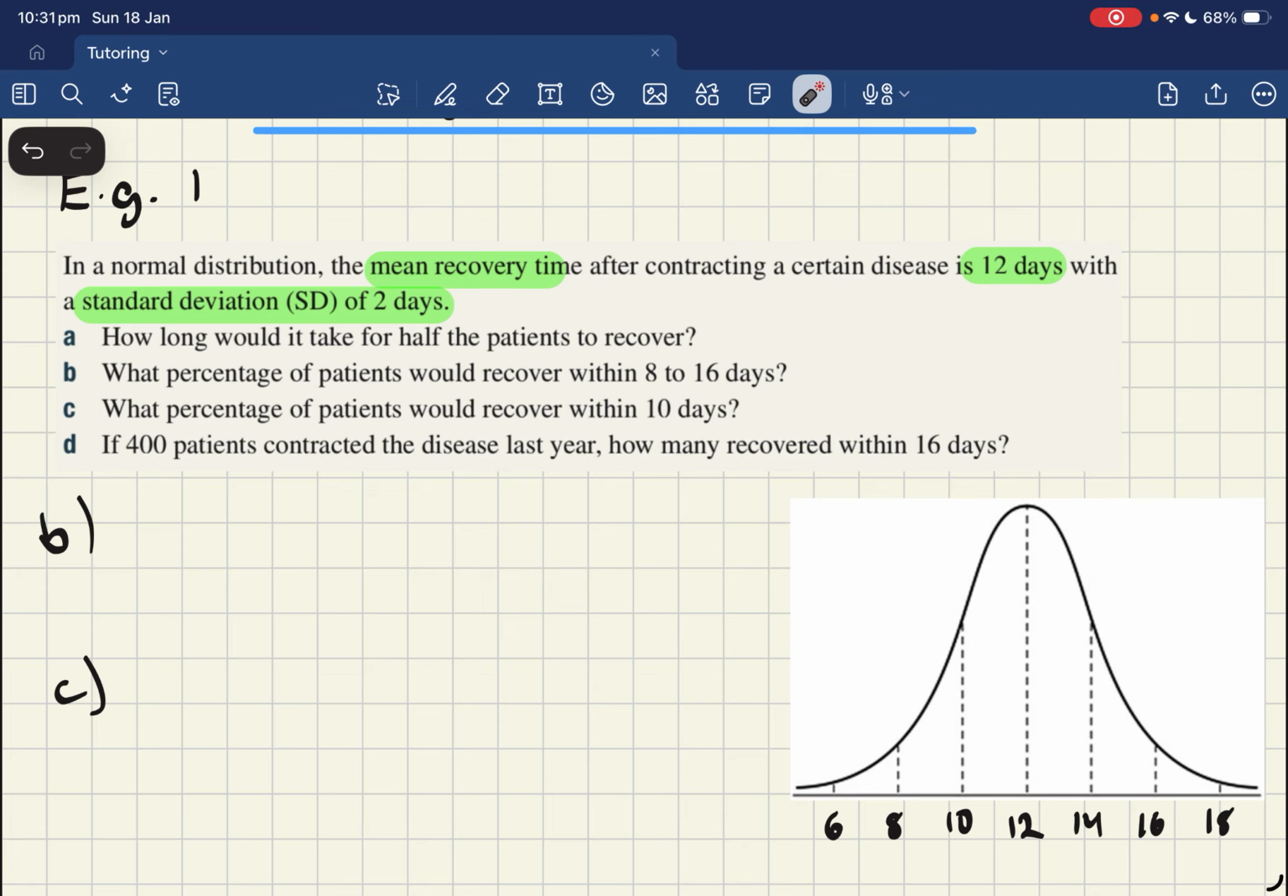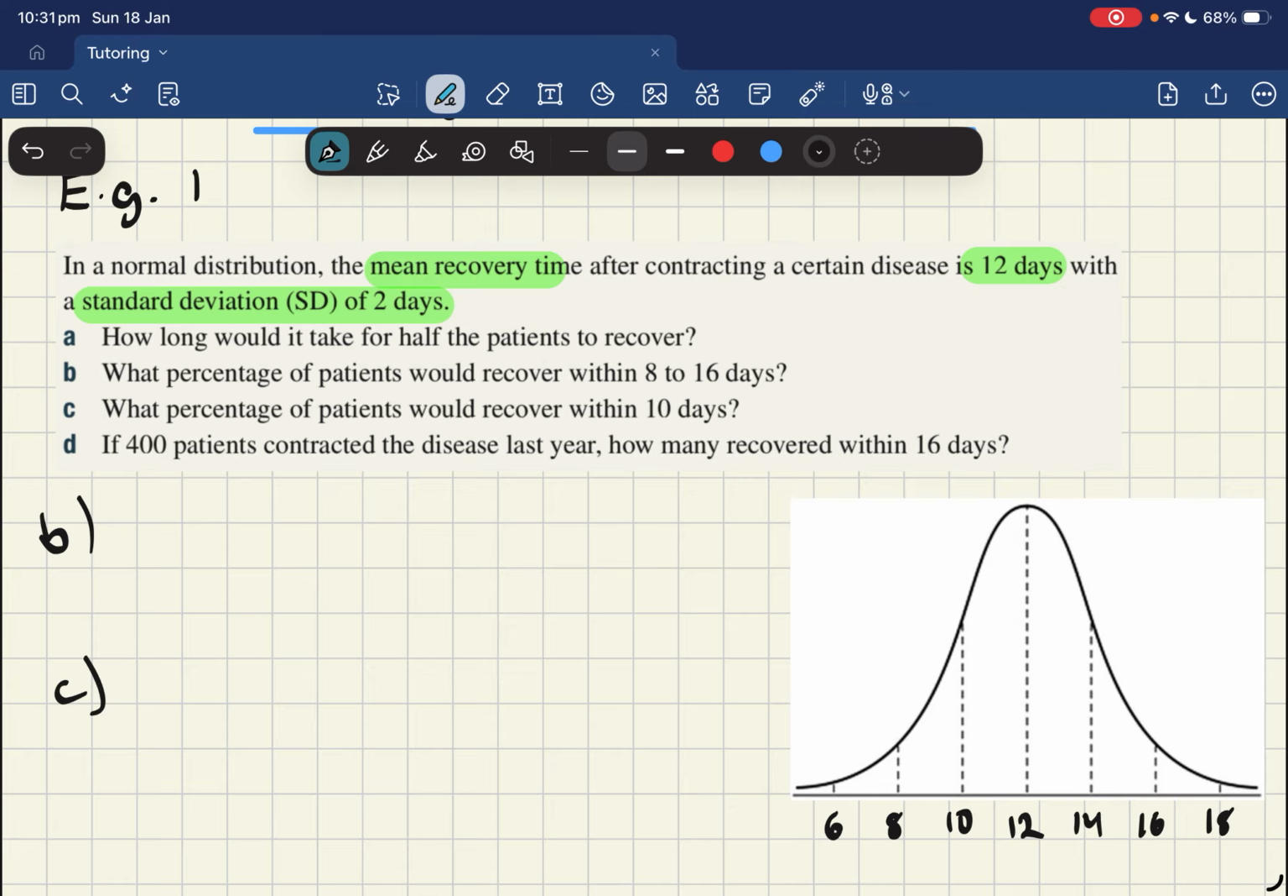So in part A, it's saying, how long would it take for half the patients to recover? We know that the normal distribution is symmetrical about the mean. So 50% of the scores lie above this mean of 12. Anytime it talks about half, it's just talking in terms of the mean. So we're just going to write 12 days here.